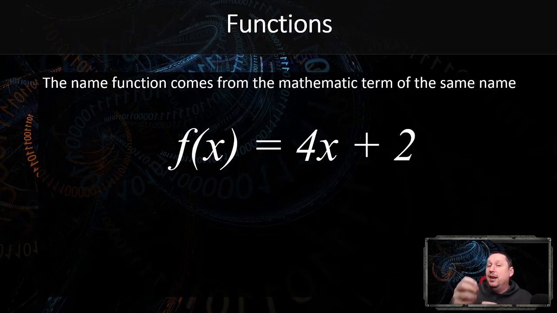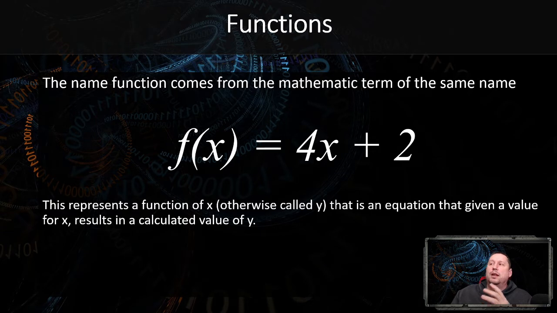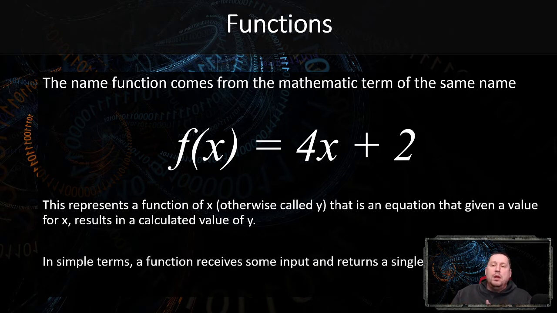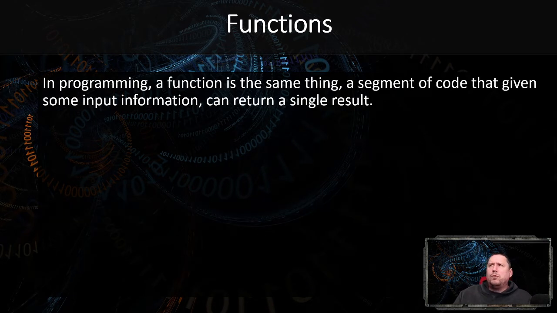So as we change x, the value of the function of x would change by having that as an input parameter. And in the long and the short, this is an equation that you give a value and you calculate the value of y. In simple terms, this is a function that receives some input and returns a single result. So in programming, we replace that function with a segment of code or an algorithm, and it will return a single result as a function.